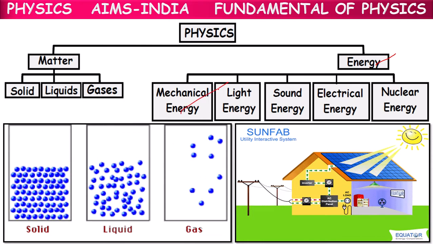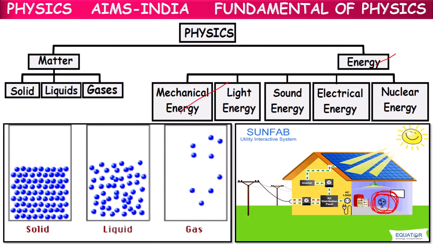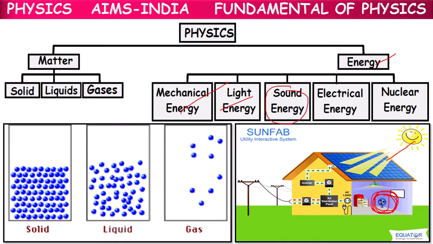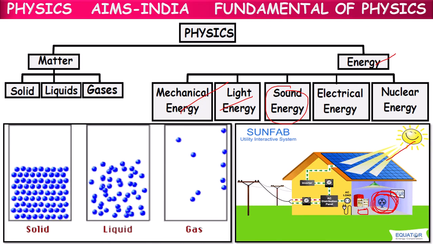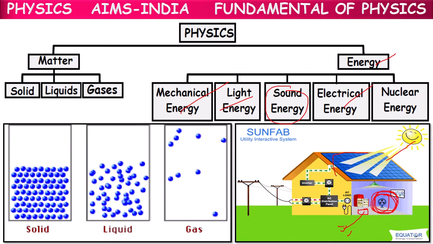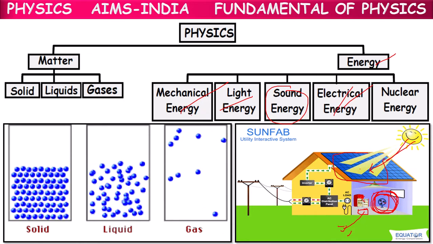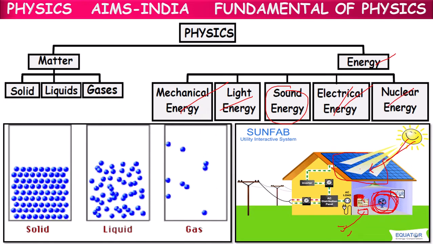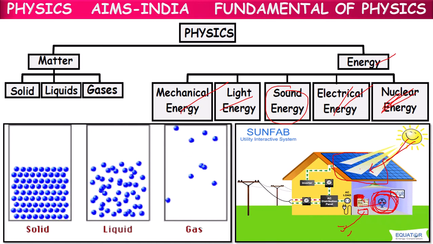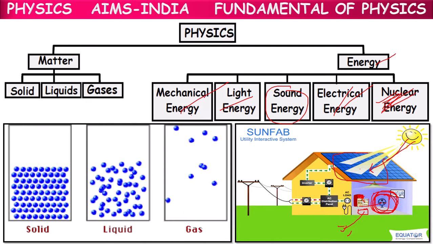Energy means we have mechanical energy, like here the fan is rotating, so the rotating fan has mechanical energy. Light energy comes from the sun. Sound energy: in your house, if you plug in a TV or music system, you can listen to sound energy. Then electrical energy: here a solar panel is there, the sunlight coming to the solar panel is turned into electrical energy, and because of that the fans and refrigerator run. Nuclear energy is used in making bombs or for breaking atoms. For that purpose, we can make use of nuclear energy. Like this, we have different forms of energies.